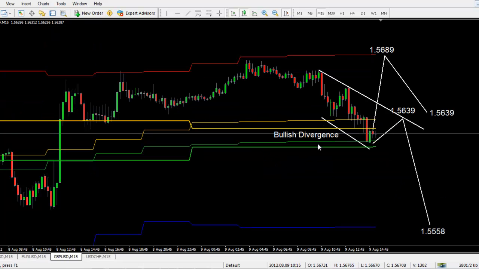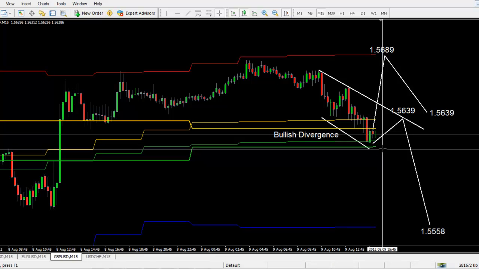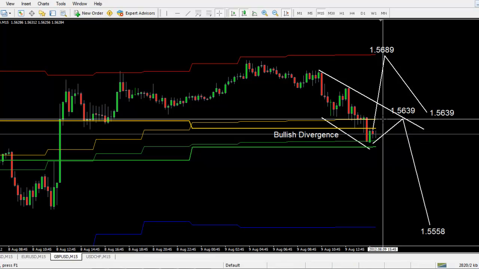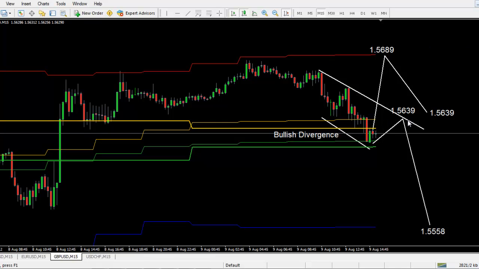On the pound dollar, I'm looking at something a little different. We're not quite through support yet. We've got a lot of congestion right in here. The price is going to have a hard time in here. We've got some bullish divergence, so we could bounce off of this lower level. We've come pretty close. We could bounce off of this level here at 156.19. And we could see a move up to the trend line here, which would put the price at 156.39.